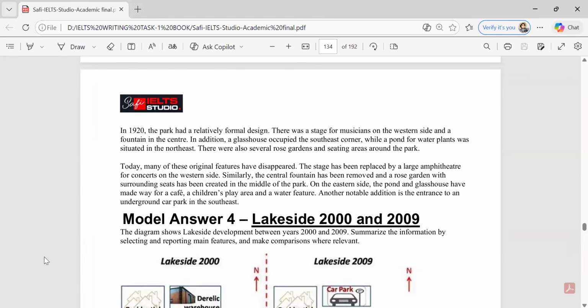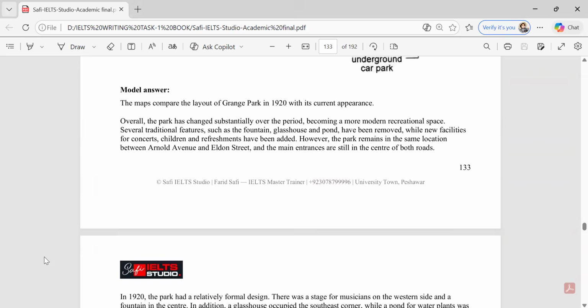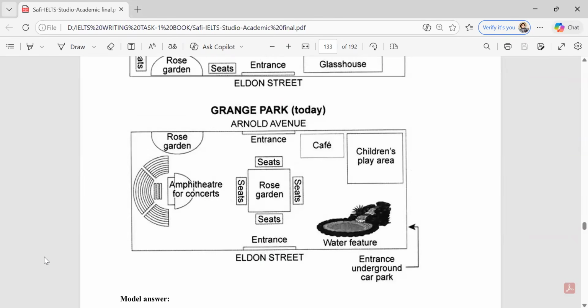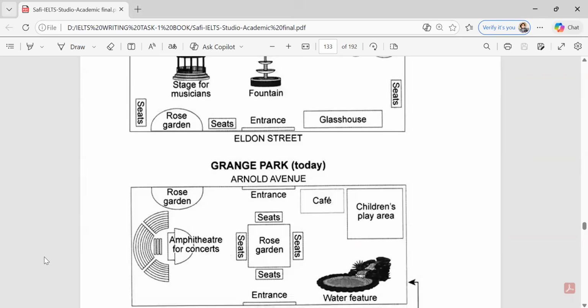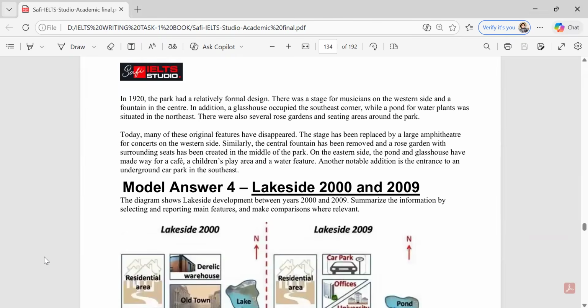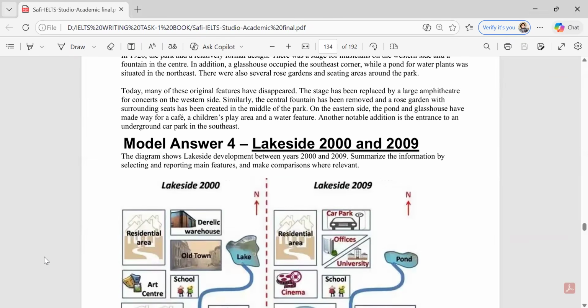वो ओरिजिनल फीचर डिसअपीयर्ड. The stage has been replaced by a large clear amphitheater for concerts on the western side. तो western side पे ये है, वही मतलब जो पहले म्यूजिशियन, स्टेज फॉर म्यूजिशियन था, अब ये चीज के साथ रिप्लेस्ड हुआ. एंड डू यू थिंक लाइक जो वर्ड्स मैंने पहले दिए तो वही अल्फाज इस्तेमाल हो रहे, रिमूव्ड, enlarged, remain unchanged, extended, clear, shrink. तो ये काफी वर्ड्स थे हमारे पास.